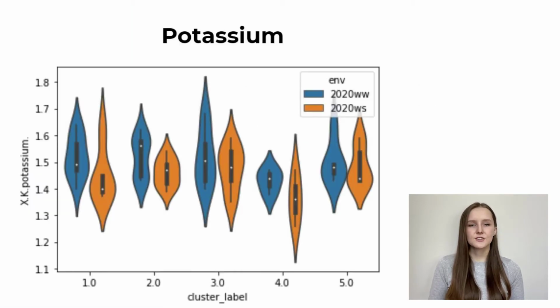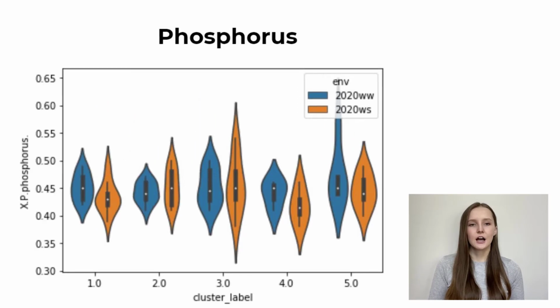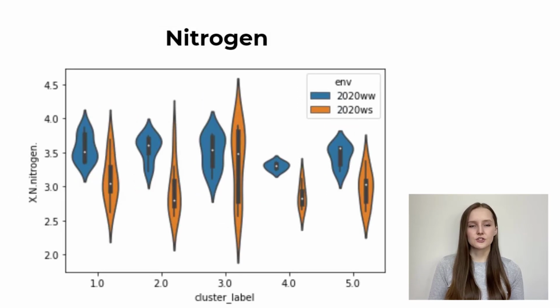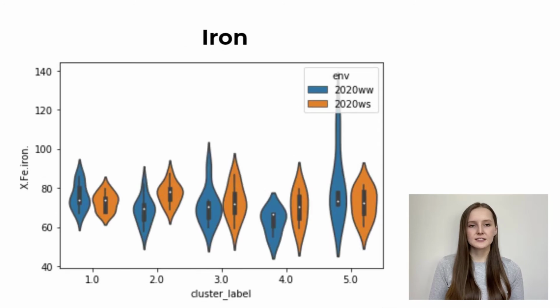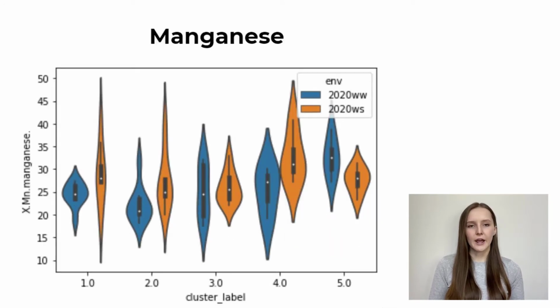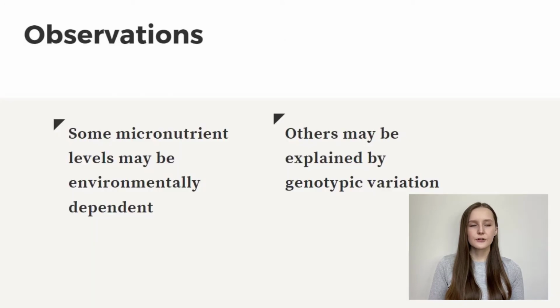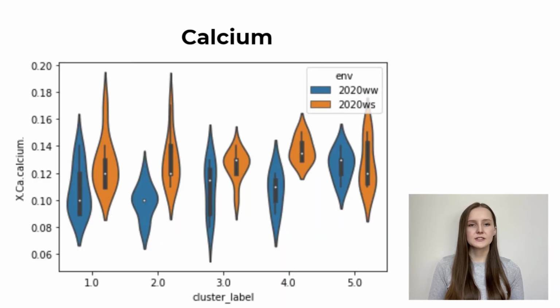I split the data into well-watered and water stress among each of the 5 different architecture types that we determined, with the architecture type on the x-axis and the micronutrient content on the y-axis. The first observation I made was that some micronutrients have higher concentrations under a particular environmental condition, and that would be across all of the architecture types for that particular micronutrient. So for example, you can see here that calcium is more prevalent under water stress conditions.